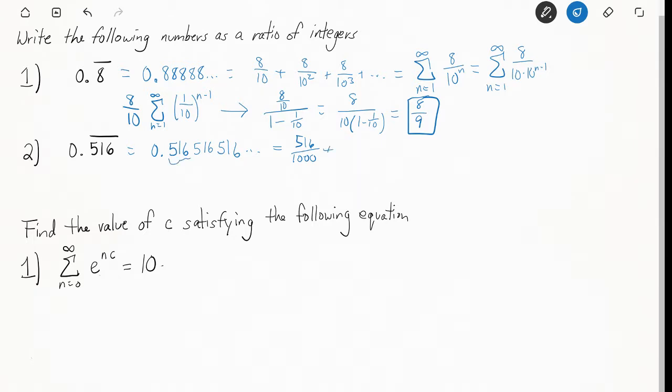And then the next group, well, that'll be 516 over, well, how many digits are we? You've got to have an extra 3 zeros to that. So another way we could put that is just 1000 squared. And then another 516 over 1000 cubed, plus yada yada yada, and you keep on going. So now looking forward from here, this equals the summation n equals 1 to infinity of 516 over 1000 to the n.